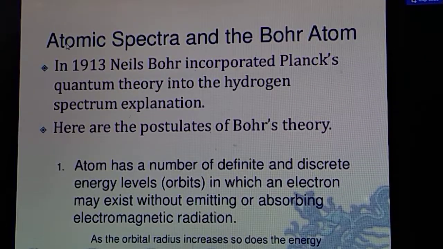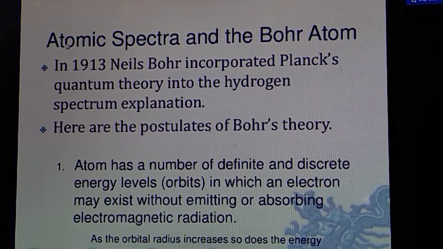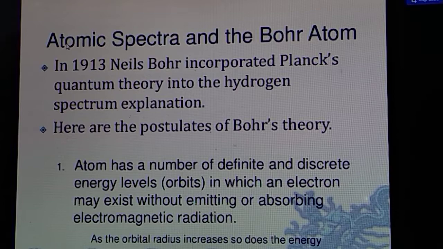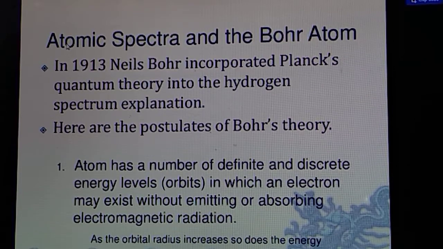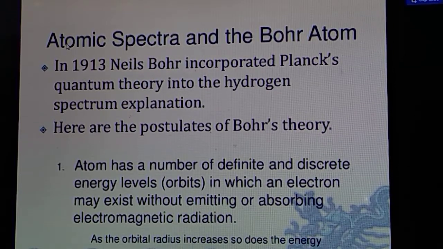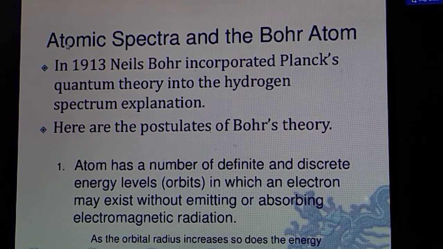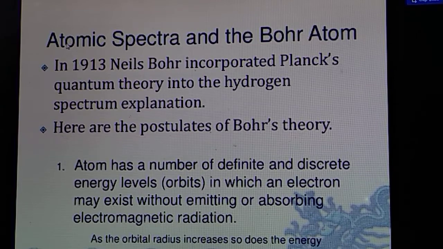Atomic spectra and the Bohr atom. In 1913, Niels Bohr incorporated Planck's quantum theory into the explanation of the hydrogen spectrum. Here are the postulates of Bohr's theory. The atom has a number of definite and discrete energy levels in which an electron may exist without emitting or absorbing electromagnetic radiation. As the orbital radius increases, so does the energy: 1 less than 2 less than 3 less than 4 less than 5, that is, K orbit energy is less than L, L less than M, M orbit energy less than N.